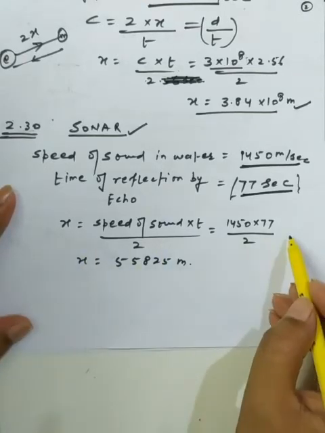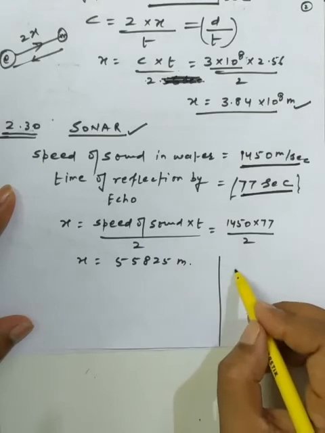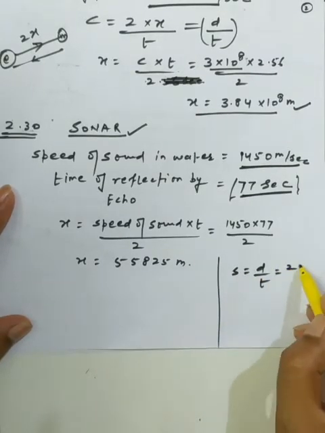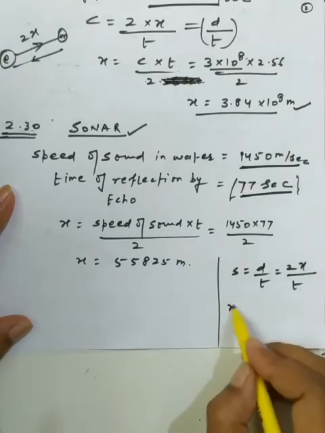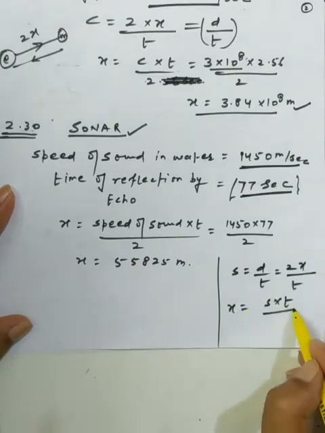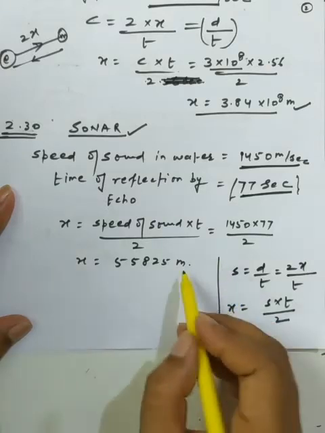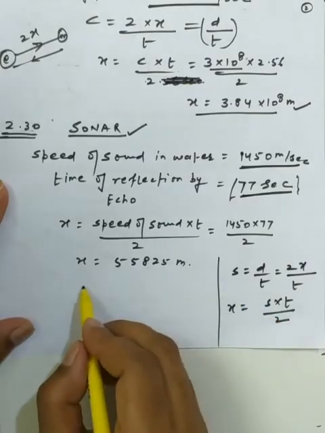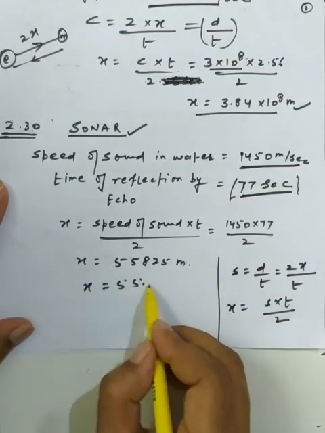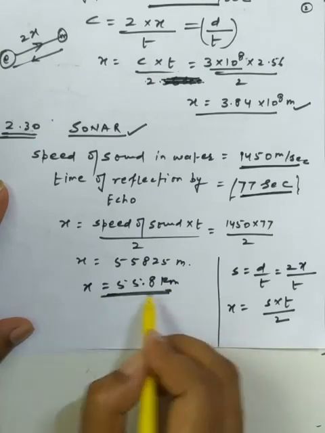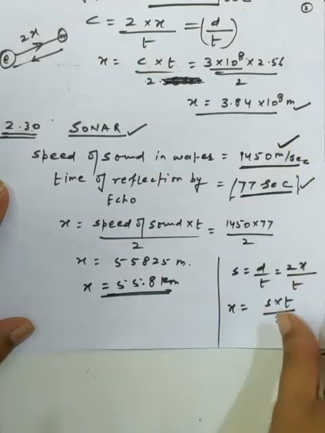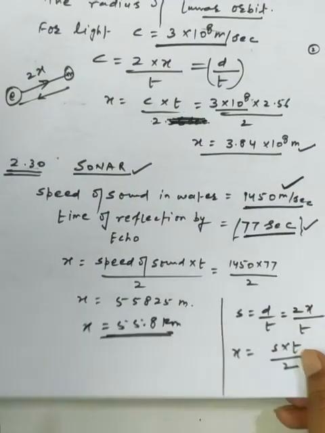Further we use the simplest formula: speed is equal to distance upon time, and the distance covered by the wave is 2x, so speed equals 2x upon t, and x is equal to speed into time divided by 2. We can represent the answer in meters, or convert it into kilometers, so you can write 55.8 kilometers. So you need two parameters: the velocity of the wave and the time of reception. These are based on the concept of the long distance methods.